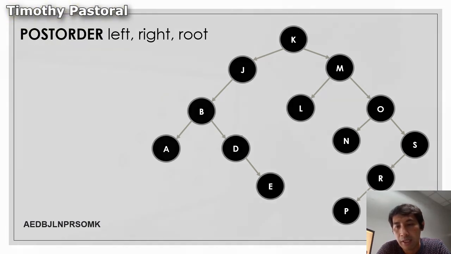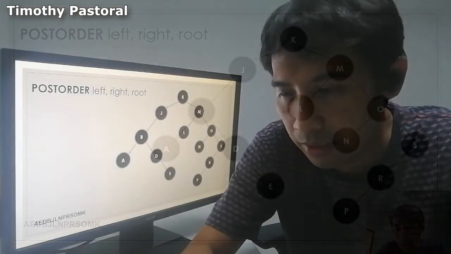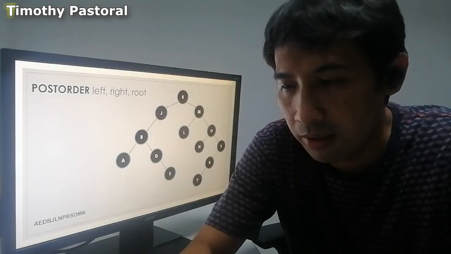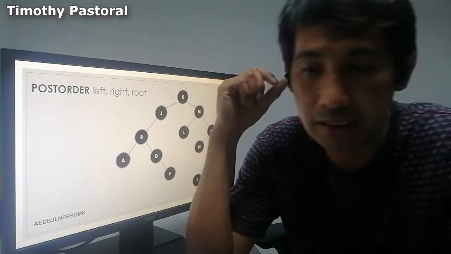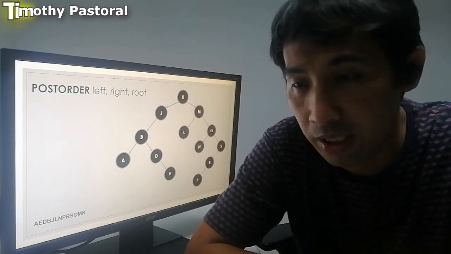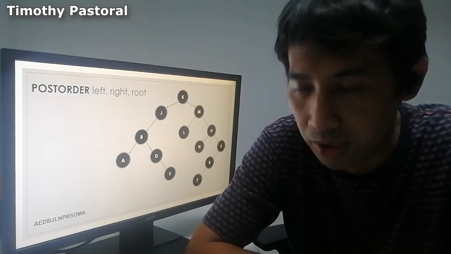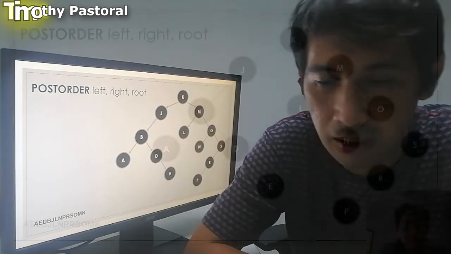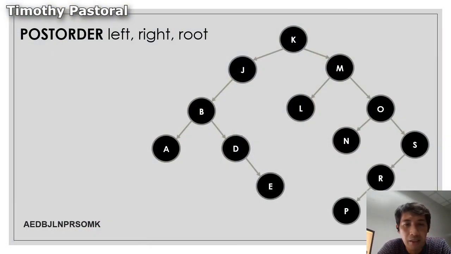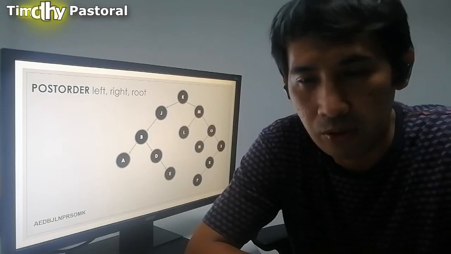And then after letter P, then letter R, then letter S, letter O, letter M, and lastly letter K, because letter K is the root of the whole tree here. So it should be the last. So all in all, our answer would be A, E, D, B, J, L, N, P, R, S, O, M, and K. That would be all.